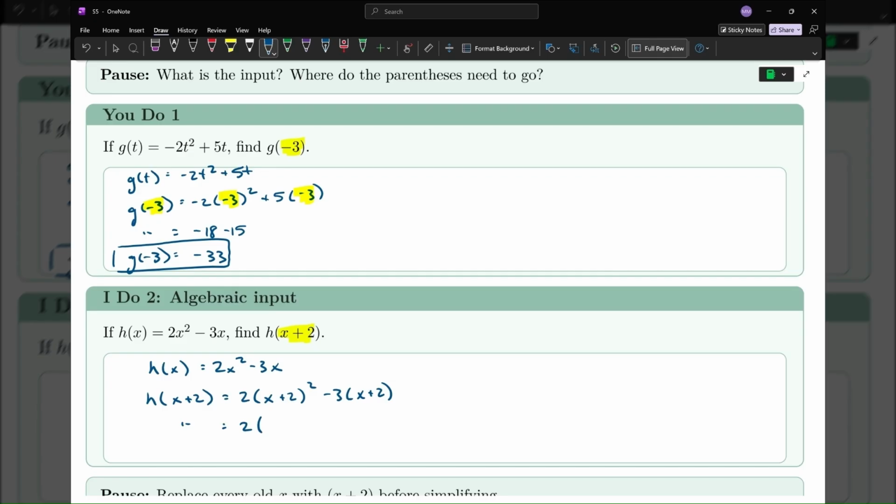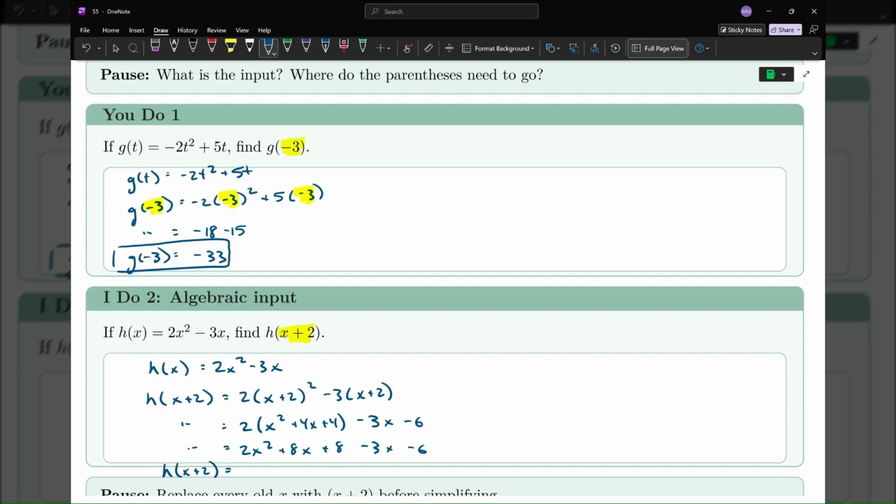So x plus 2 squared, don't forget the middle term, that 4x. Over here, don't forget to distribute the negative to both pieces, negative 3x minus 6, and then clean it up. So 2x squared plus 8x plus 8 minus 3x minus 6, and then one more step here. So this is going to be my last step, so I'm going to come back for the answer.